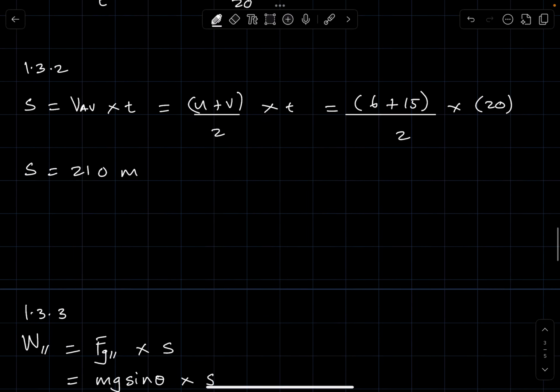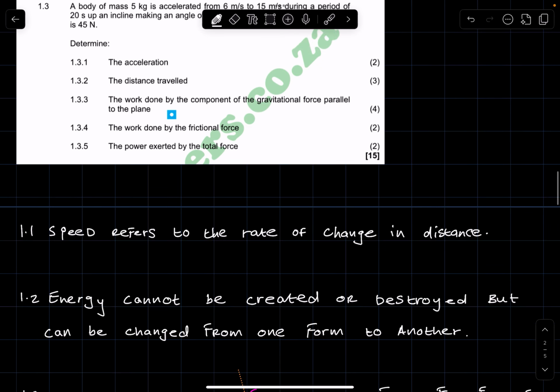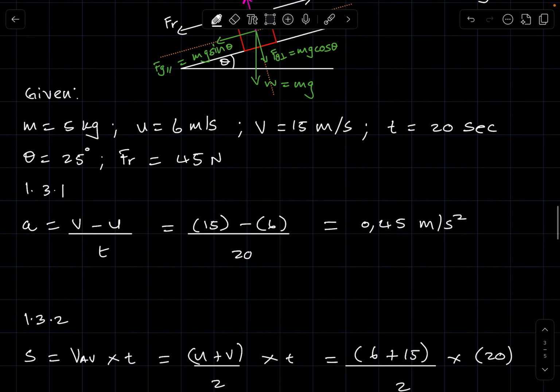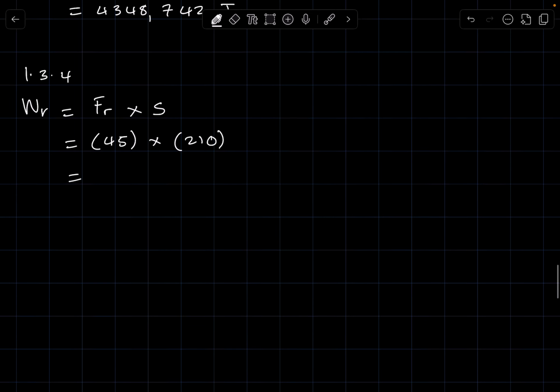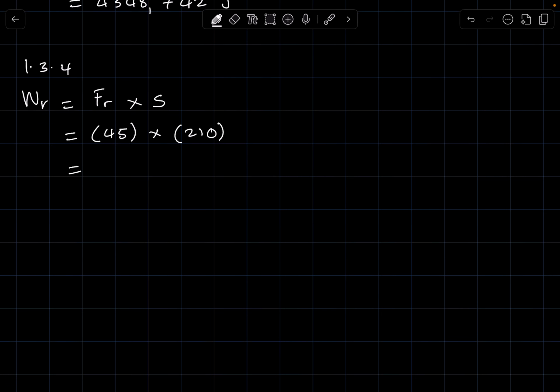1.3.4, they want us to calculate the work done by the friction. Work done is force times distance or force times displacement. The work done they're looking for is the work done by the frictional force. Therefore, the force would be the frictional force times distance. The frictional force was 45 newtons. The distance, 210. Now if you punch that in your calculators, we are going to get 9450 joules.